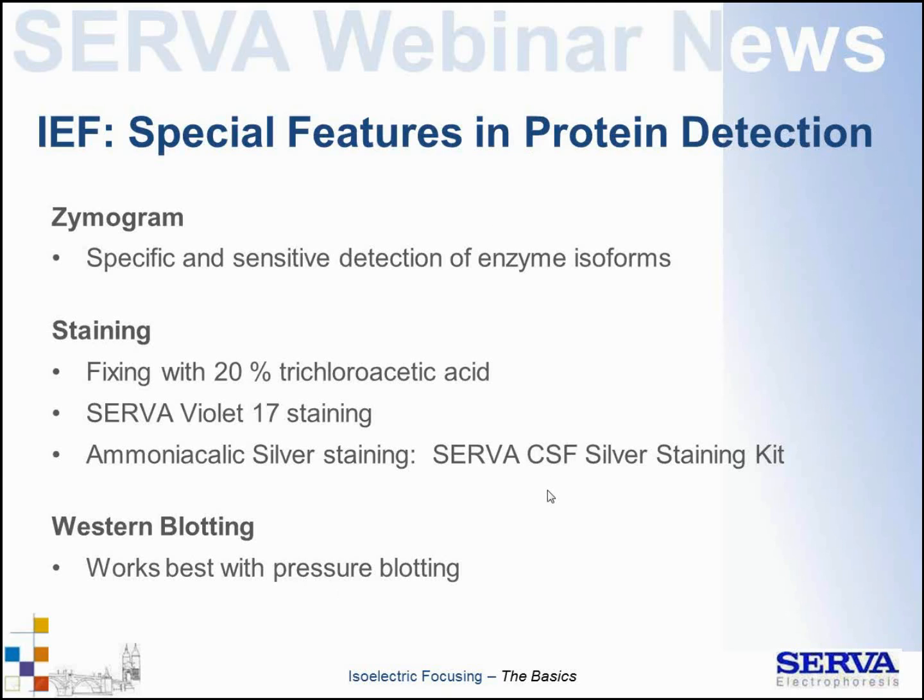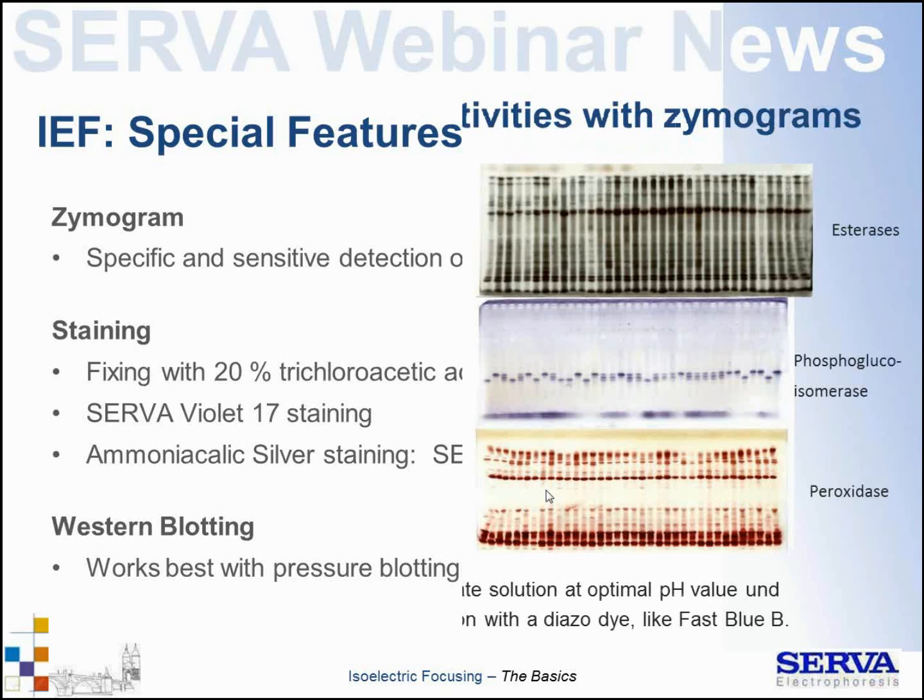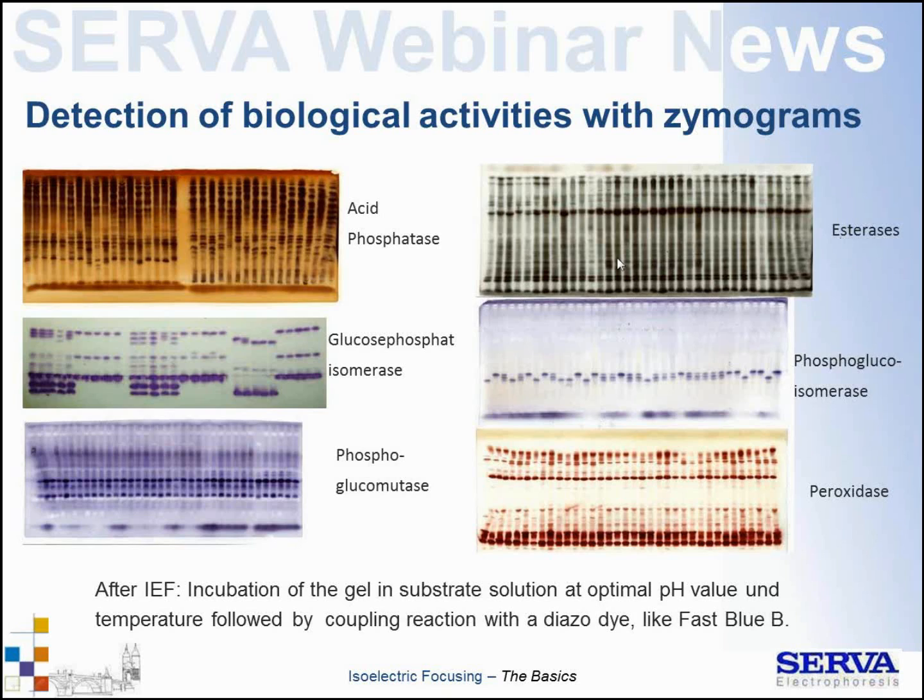Here you see zymograms. I've collected those from the internet. You see acidic phosphatase, esterase. So here you specifically see only the enzymes at their isoelectric points which have done a substrate reaction and coupled with a diazo dye. Mostly these are diazo dye reactions like fast blue B, and you get this very specific pattern. A lot of plant geneticists and plant controllers are using that, but they also have done this for animal differentiation and so on.